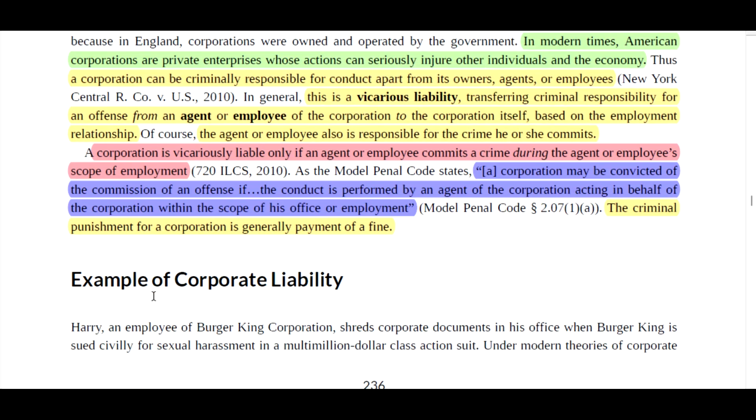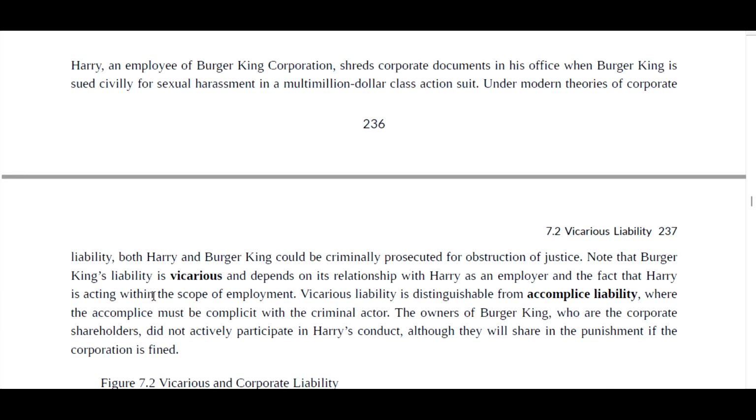But what the Model Penal Code emphasizes is acting on behalf of the corporation. That's the piece. So, the example our book gives, I really enjoy. Harry, an employee of Burger King Corporation, shreds corporate documents in his office when Burger King is sued civilly for sexual harassment in a multi-million-dollar class action suit. Right there, Harry, an employee for Burger King. We have our corporation and our individual. He shreds corporate documents in his office when they find out that Burger King's being sued. Whoa. Using modern theories of corporate liability, both Harry and Burger King could be criminally prosecuted for obstruction of justice.